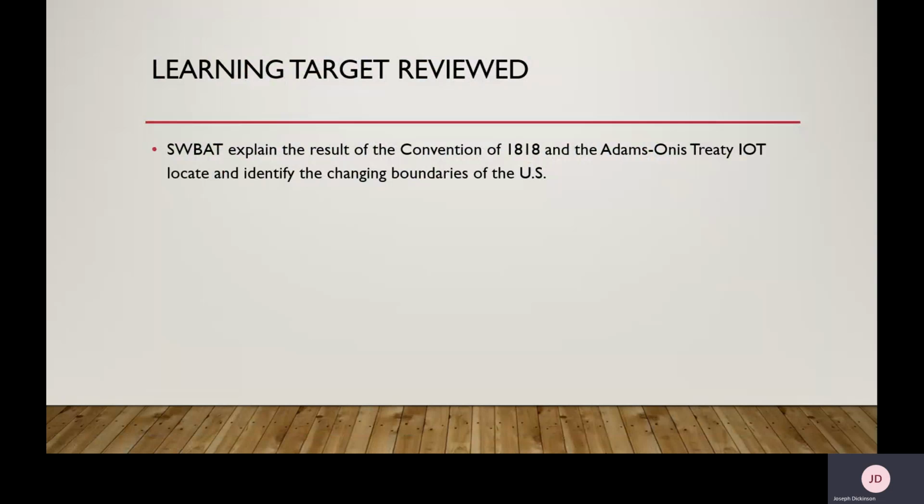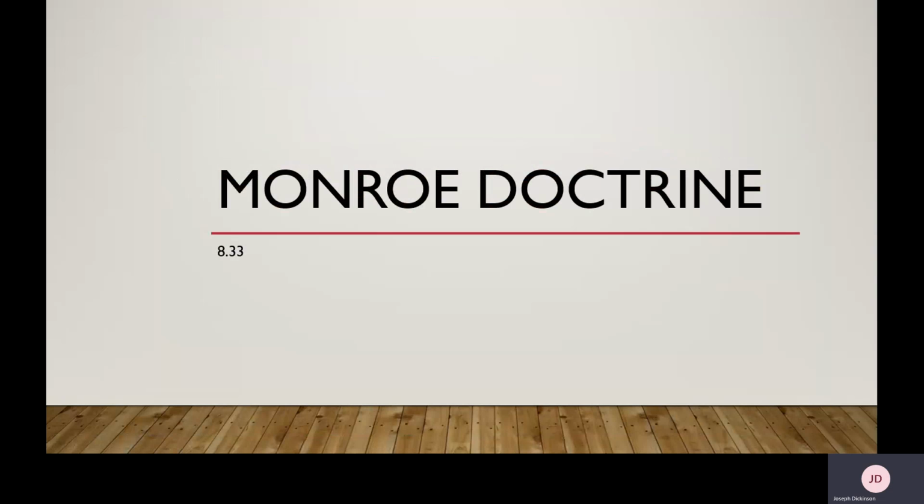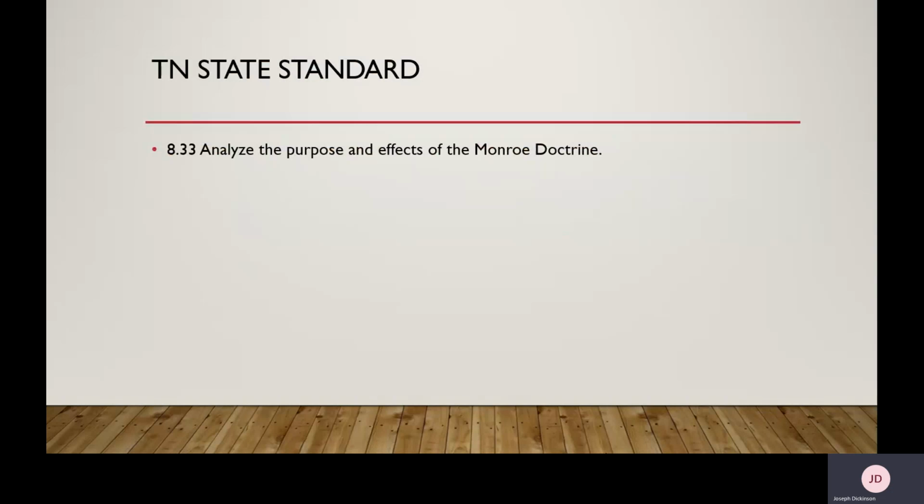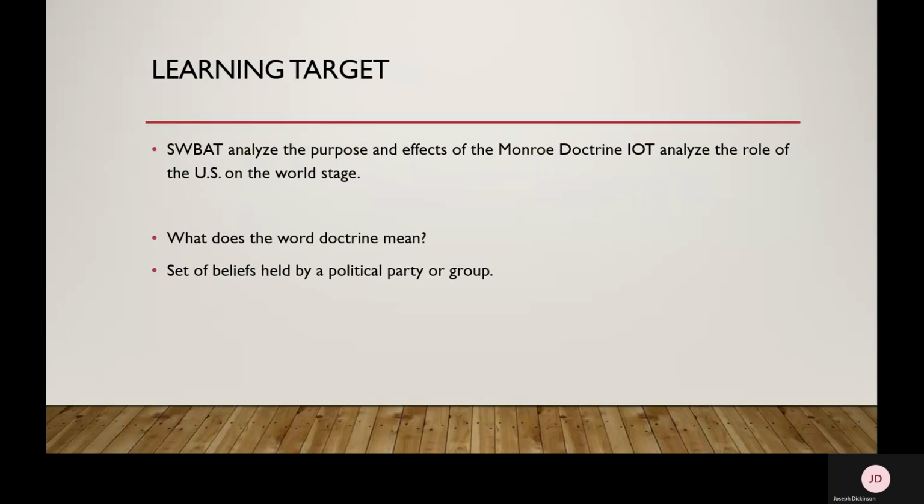Now we're moving on to a different learning target. I would just keep following along with this video. It's all good. All right, so the Monroe Doctrine. We've still got President James Monroe as president. Tennessee State Standard 8.33: analyze the purpose and effects of the Monroe Doctrine. So the learning target: students will be able to analyze the purpose and effects of the Monroe Doctrine in order to analyze the role of the U.S. on the world stage.